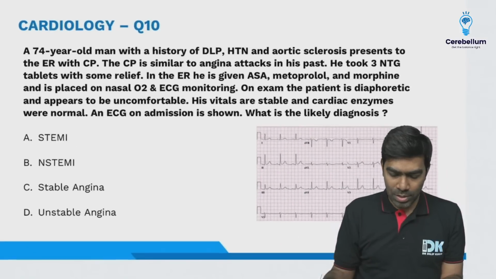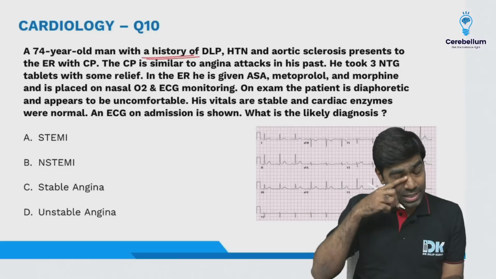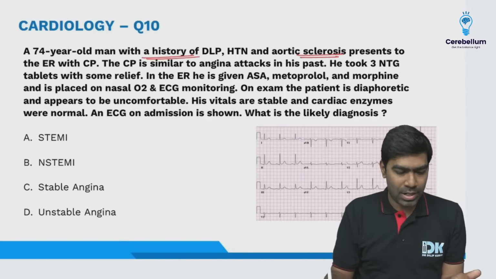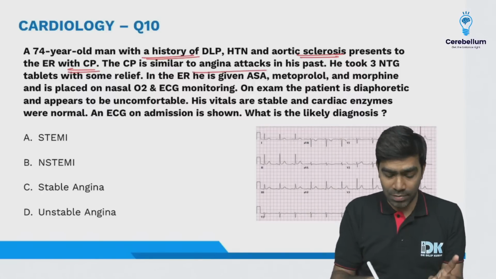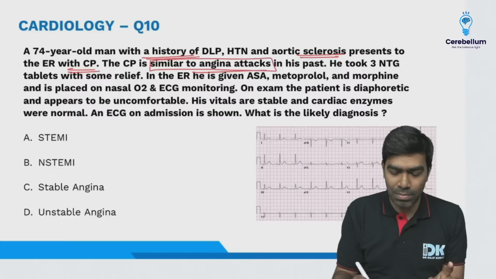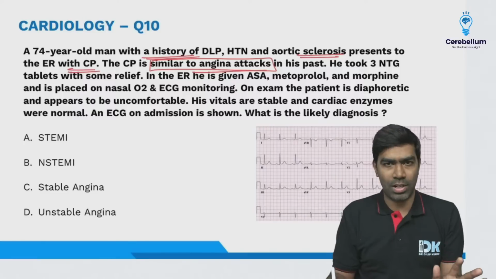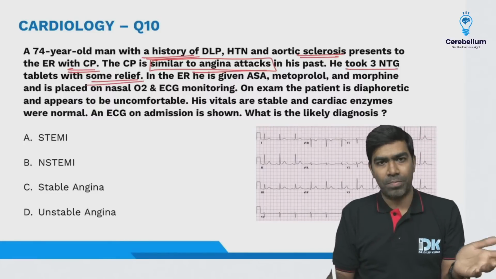So what about question number 10? You have a 74-year-old man with a history of dyslipidemia, hypertension and aortic sclerosis. That is expected in a patient of such an age. Presents to the ER with chest pain. The chest pain is similar to the angina attacks in the past. Remember, this is a very important history. If the anginal attacks are similar to the angina attacks in the past, it is angina only. It is an acute event. He took 3 nitroglycerin tablets with some relief, but not complete relief.